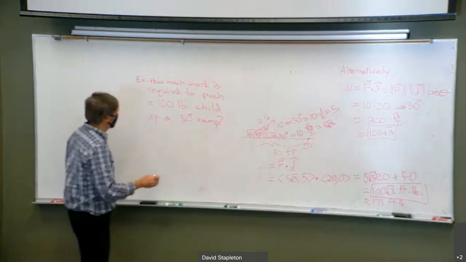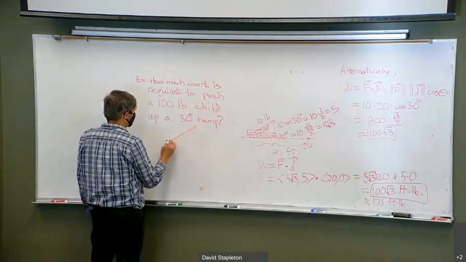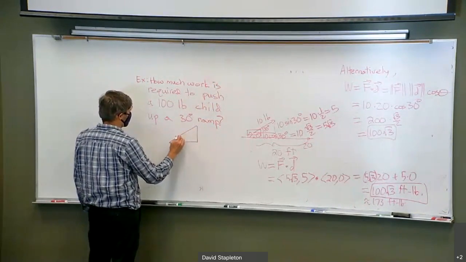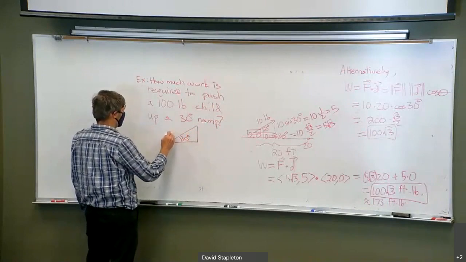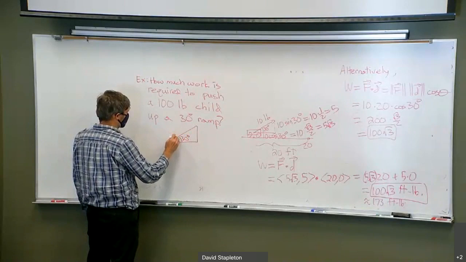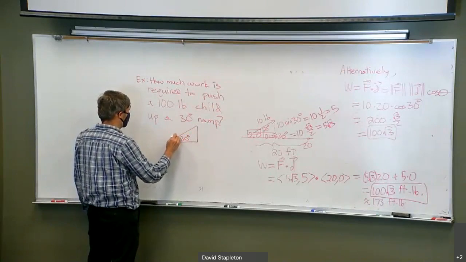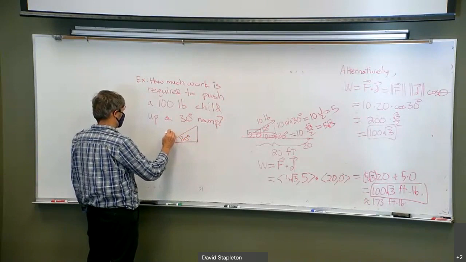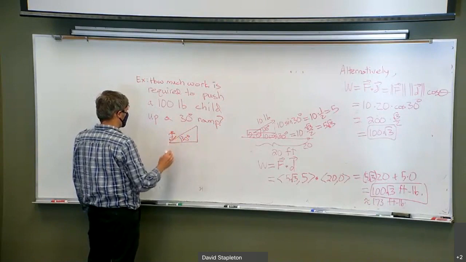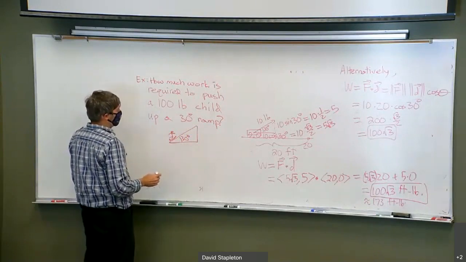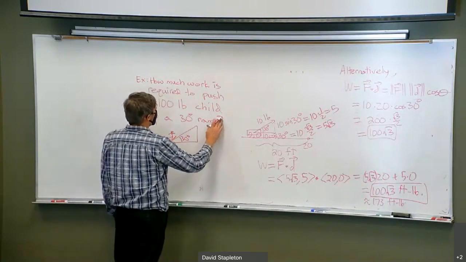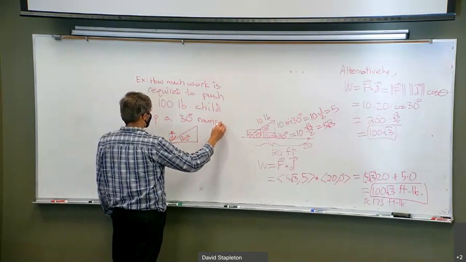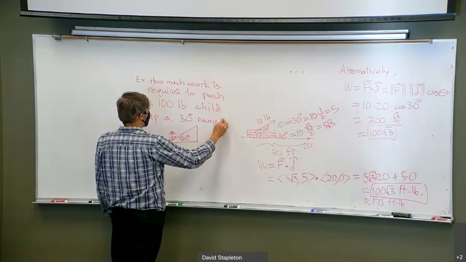I really think it behooves you to draw the picture, right? So here's a ramp being 30 degrees from horizontal is what I mean. And the child weighs 100 pounds. And if you put them on something relatively frictionless, like maybe a sled, here's a sled and a child sitting on top of it. I neglected to put how far this is. It's 10 feet.